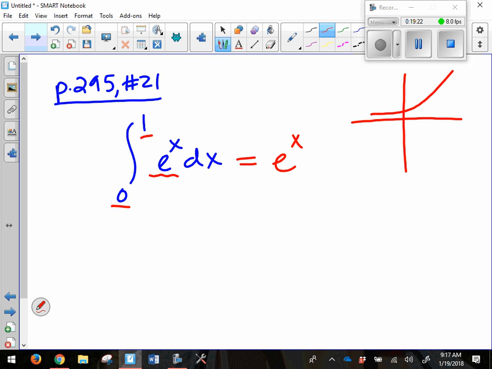Right, it never hits 0, it's never negative. E to the 0 is 1. So what I'm saying here is I want to take this function and take the area under the curve from 0 to 1.